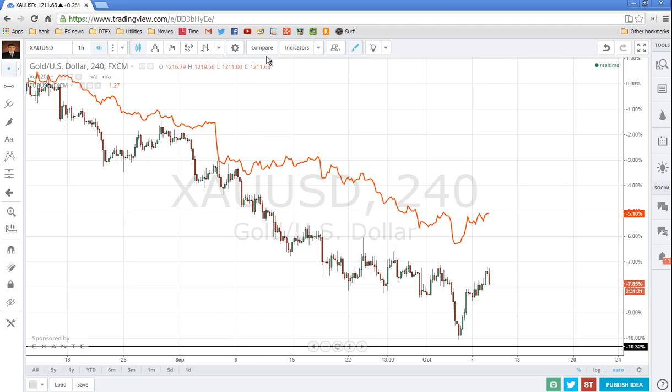So hopefully that's helpful. Hopefully that'll give you a little bit of a heads up on some things to look at, and give you some tools to help identify some coming movements using gold here.